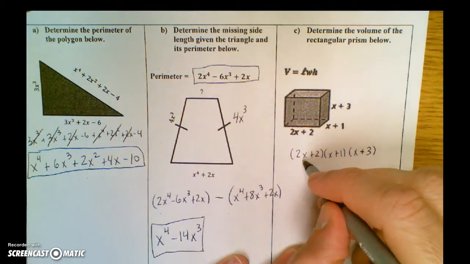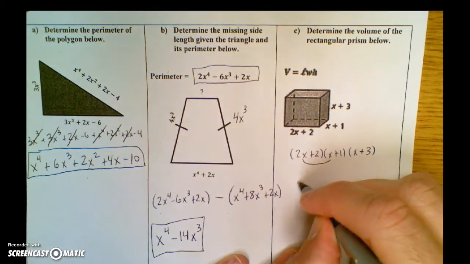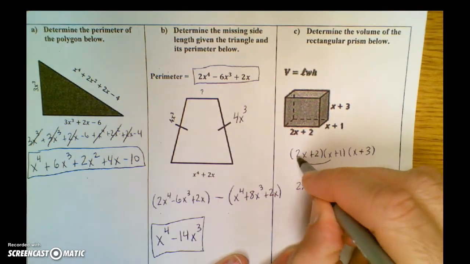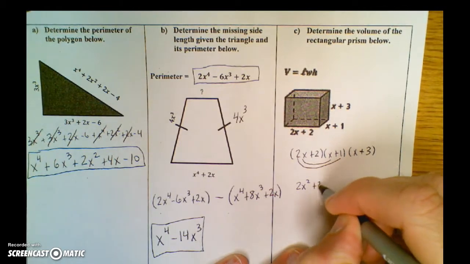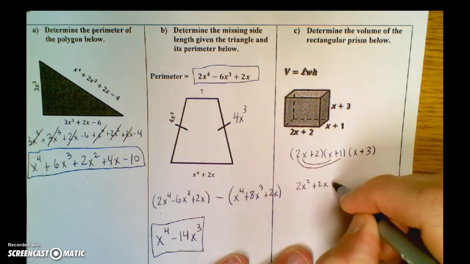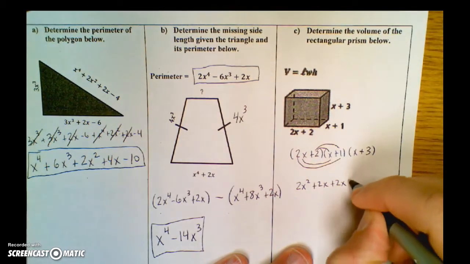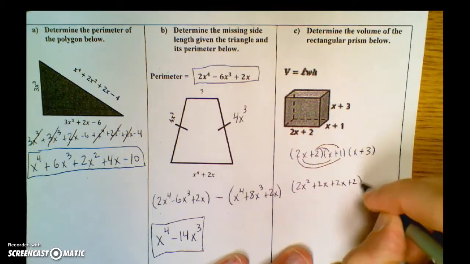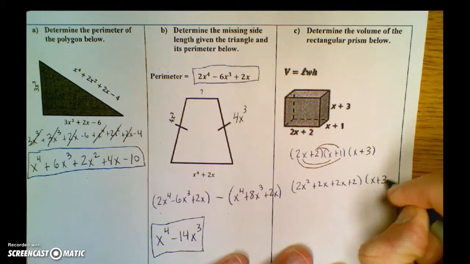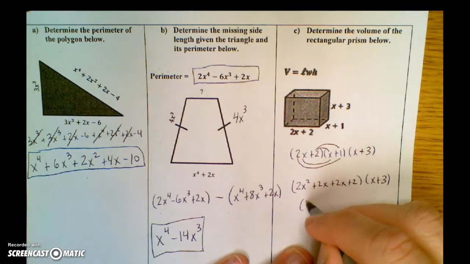So I'm going to multiply 2x times x and get 2x squared. 2x times 1 and get 2x. 2 times x, which is 2x. And 2 times 1, which is 2. All times x plus 3. Combine like terms and make it a little bit easier.